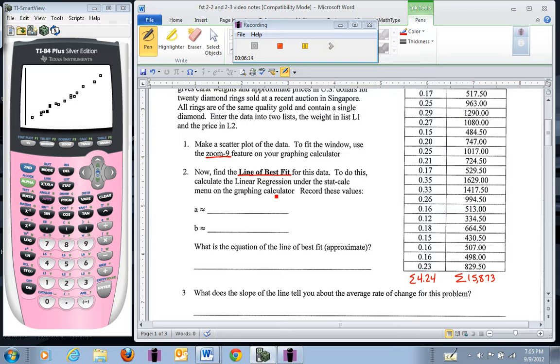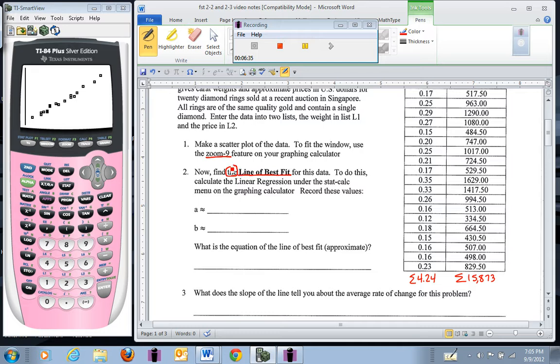So the first thing you're going to notice about this data is that it looks like it could make a line. It looks like it's almost set up so that we could put a line on there to connect the points, and the line would go very close to or through several of the points. So to do this, we're going to let the calculator find what's called the line of best fit, not just any line of best fit.